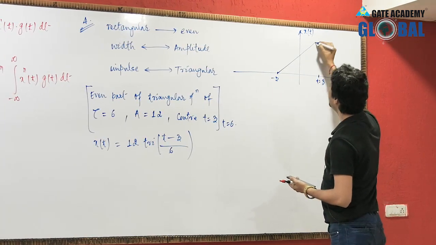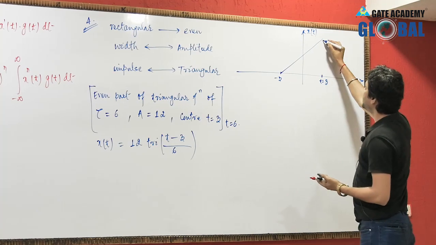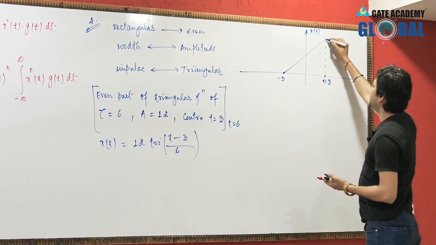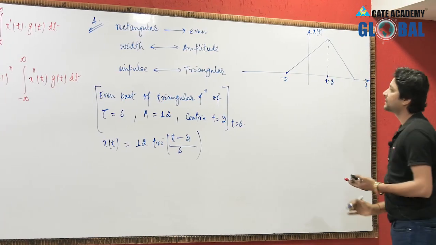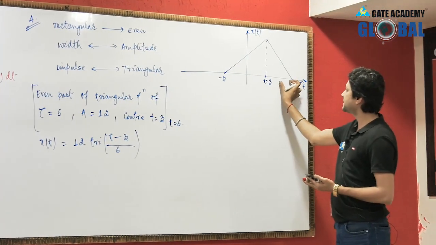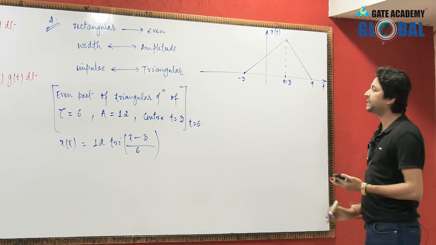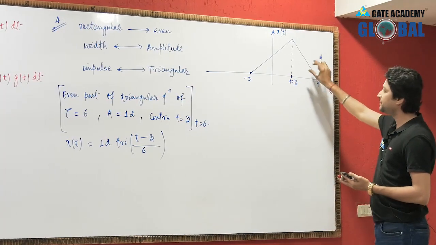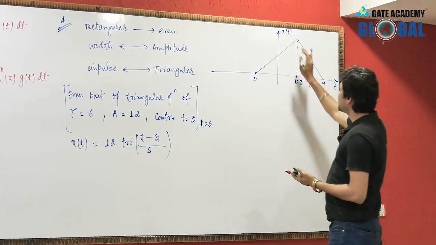So you have to draw a triangle whose peak occurs at t equals 3. The half width of the triangle is 6, so this distance is 6 and this distance is also 6. Therefore, this point will be 9. It is not looking symmetrical, but you have to consider it. So it is x of t.